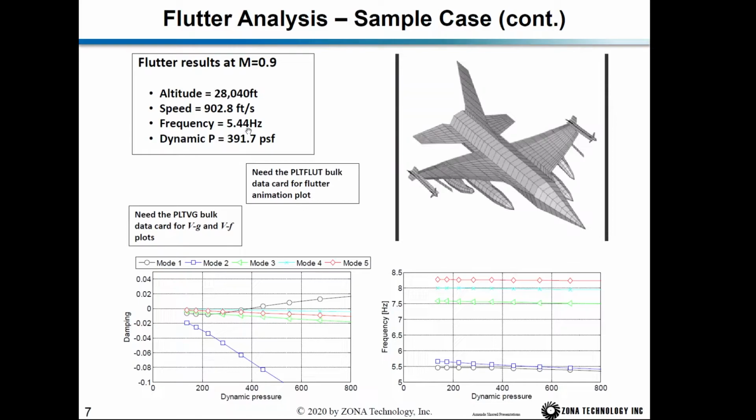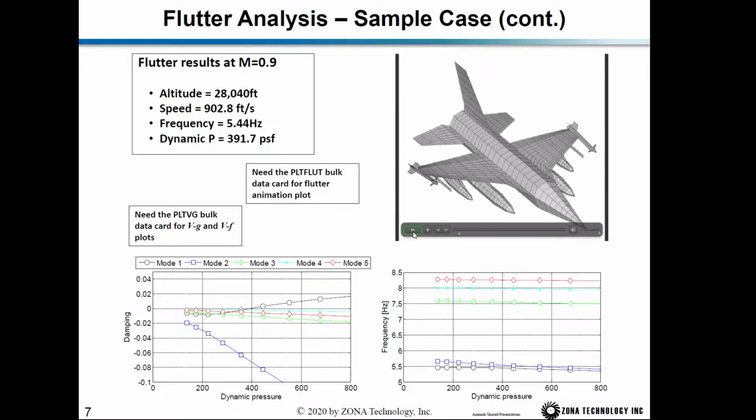So at the end, you can get a flutter altitude, speed, frequency, and dynamic pressure. Then you can use a PLOTFLUID card to animate the flutter mode, and you can use a PLOTVG card to generate the VG and the VF diagram.